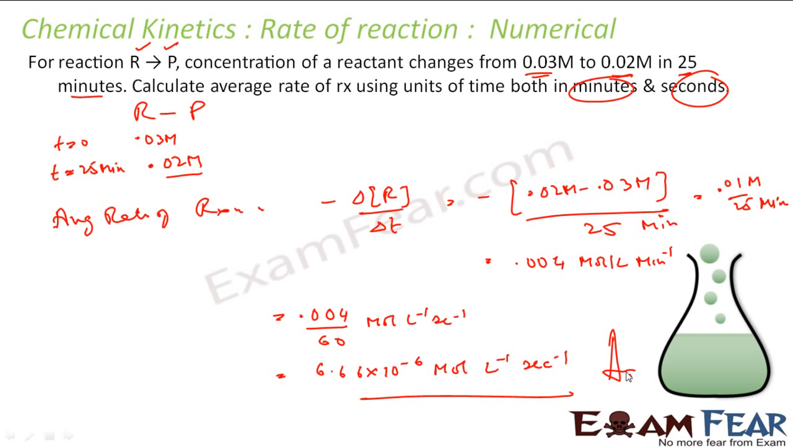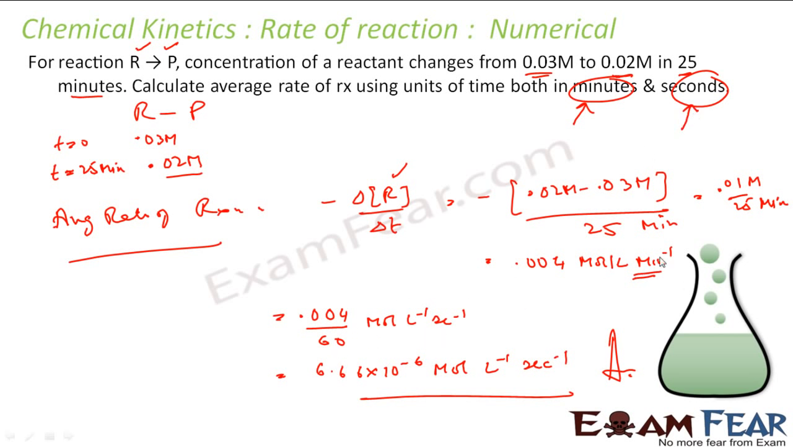Correct. The rate of change of concentration of reactant is given. We have to find the average rate of reaction. We know average rate of reaction is nothing but rate of change of reactant by t with a negative sign. Put the values, get the answer. It is in moles per liter per minute. The question asked to find the values both in moles per liter per minute and moles per liter per second. So we divided the whole thing by 60 to get moles per liter per second.